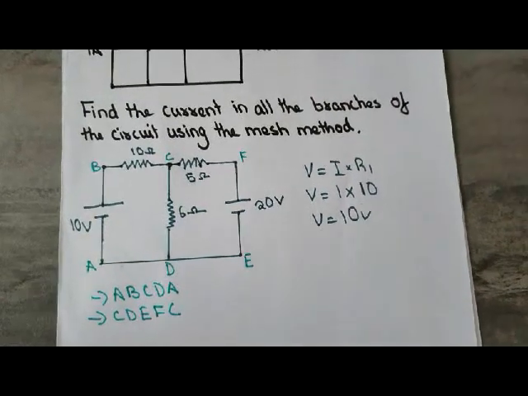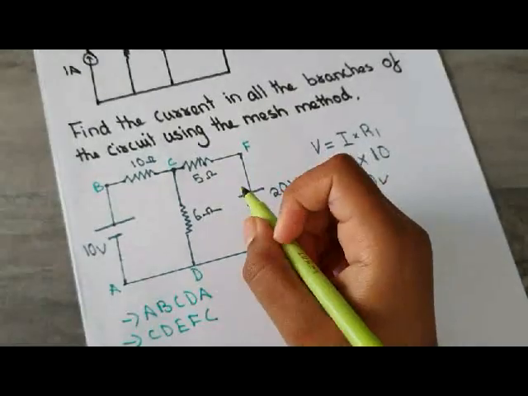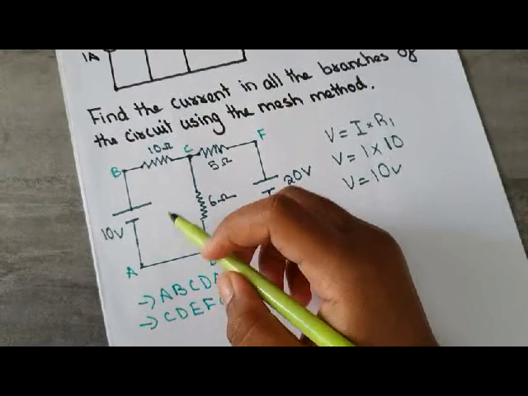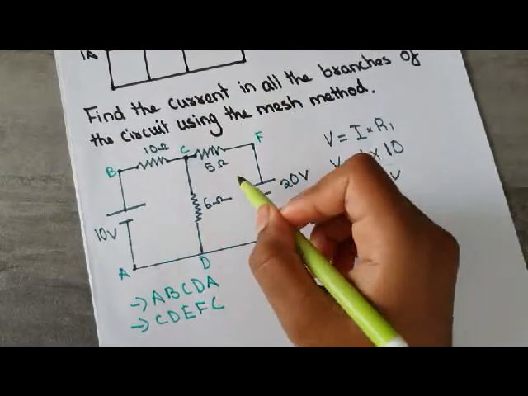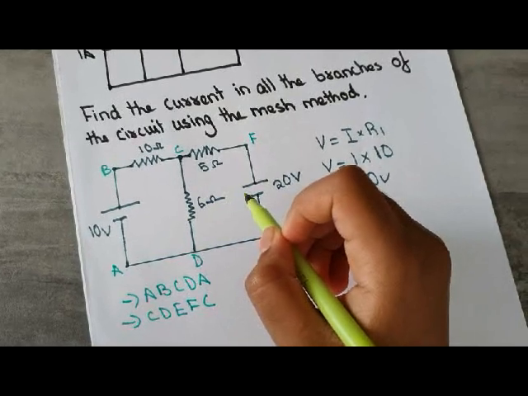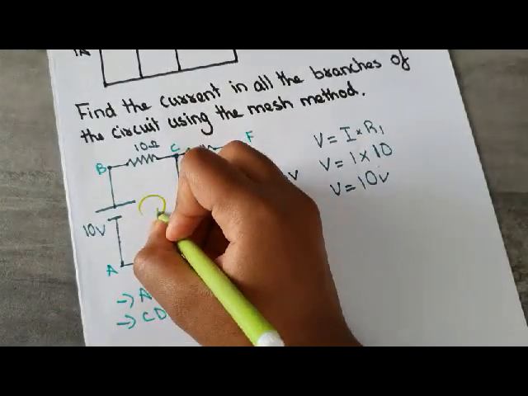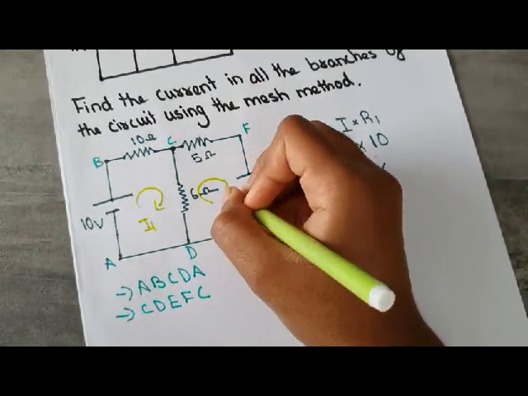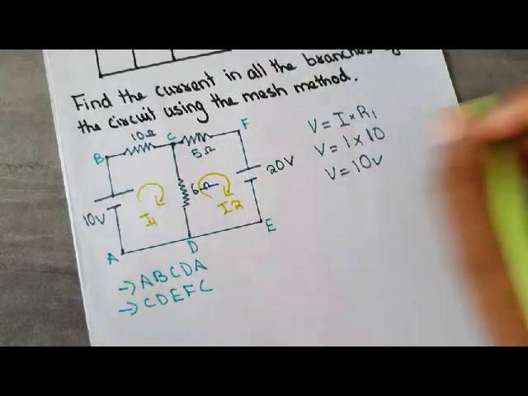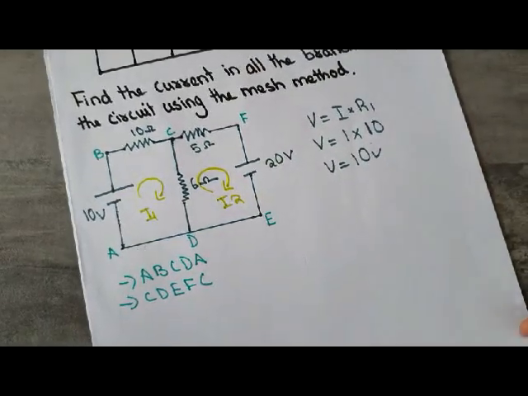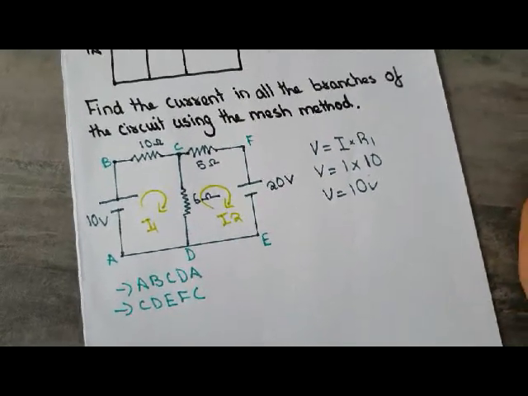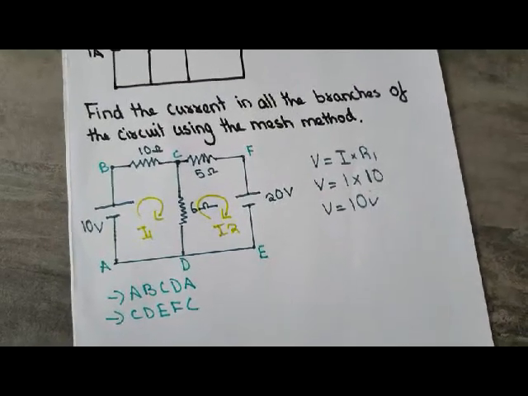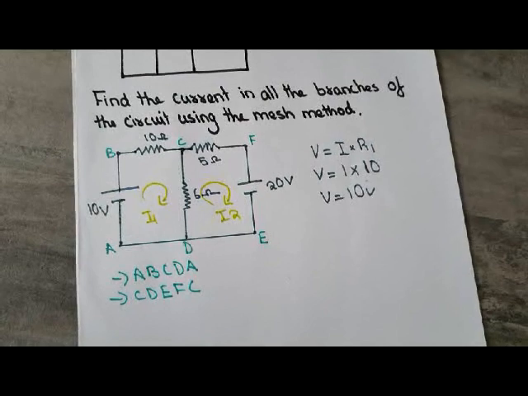Next step is marking the mesh current. Last time we did one clockwise and the other anti-clockwise. This time let's do both clockwise. So I1 clockwise, I2 clockwise. Since we did one clockwise and the other anti-clockwise last time, you might have a confusion about how it will be done when it's clockwise and clockwise or anti-clockwise and anti-clockwise. So we'll be doing that in this video.